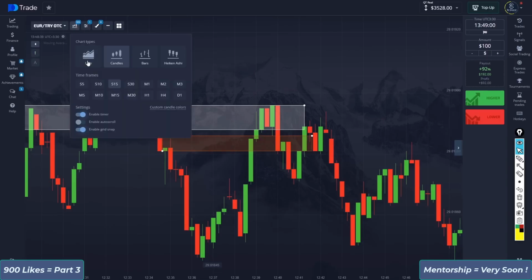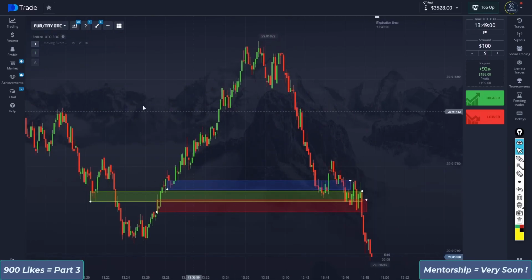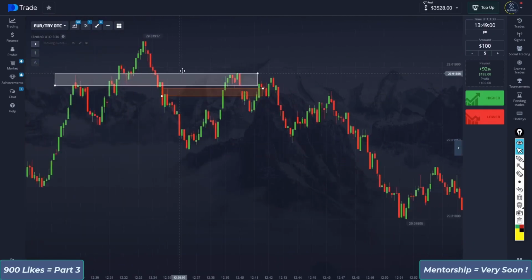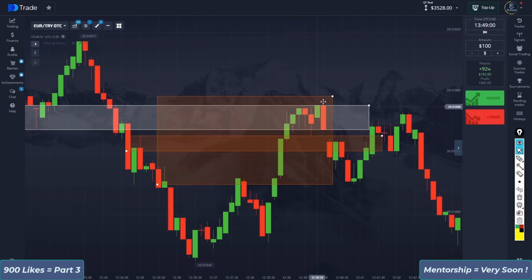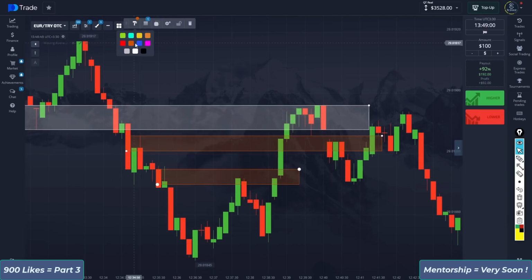Let's go with this color. Let's go to 10 seconds. Let's see if we have a better entry. Okay, another one right here that has, you know, a better entry. Basically, we are looking for an entry closer to the shoulder.